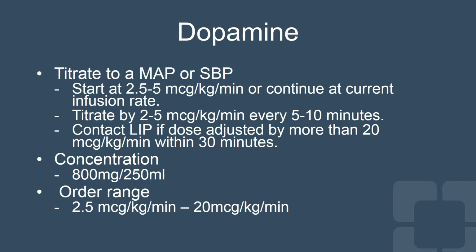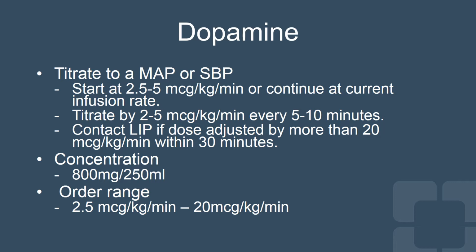Again, contact the physician if you do adjust the dose by more than 20 within 30 minutes. And then the concentration is standard at 800 per 250. And the order range that you will see is 2.5 mics per kilo per minute to 20 mics per kilo per minute. Now, keep in mind the order range is only to that 20. You will likely not see a benefit of higher than 20, so we likely will not have higher doses.